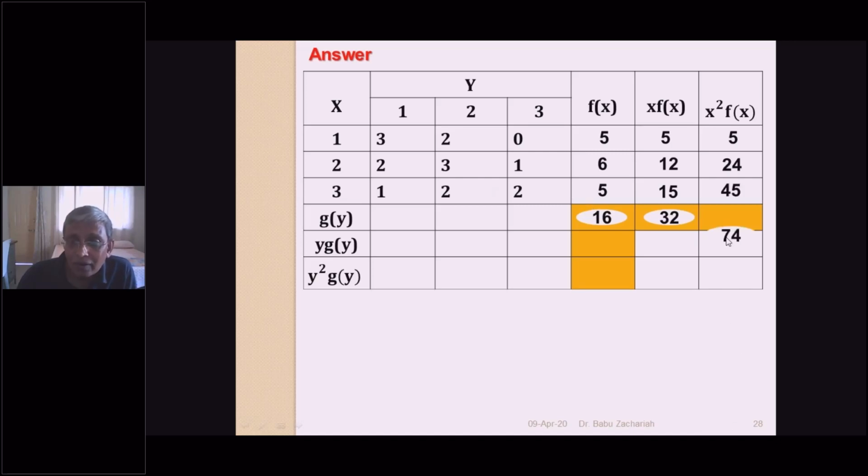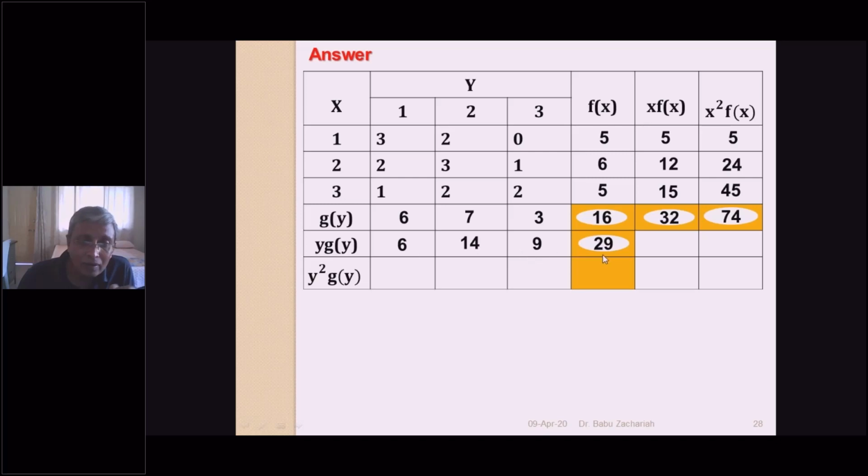and its total. Similarly for y we will do. Sorry, first we'll have to get the column totals. 3 plus 2 plus 1, 2 plus 3 plus 2, 1 plus 2. So then 1 into 6 I'm writing here, 2 into 7, 3 into 3. And the total of this I will write here.